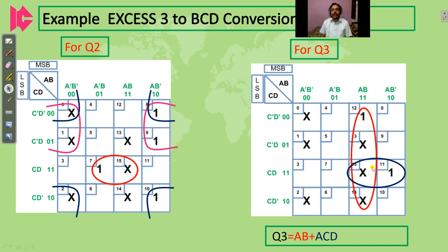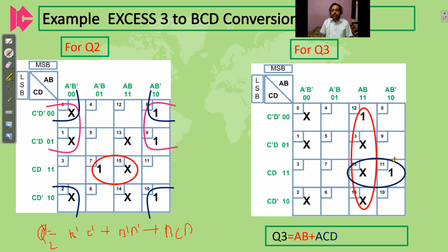Then let's see the Q3 output equation. So how can we write down the output equation for this? For this purple color combination, the non-changing element is C dash. Here the non-changing element is B dash. So B dash C dash plus, for this blue color combination the non-changing element is B dash, and the non-changing element in this is D dash. So B dash D dash plus, for these 3 combination CD is non-changing and B is non-changing here, so it is B C D. So that will be my output. So this is what Q2.